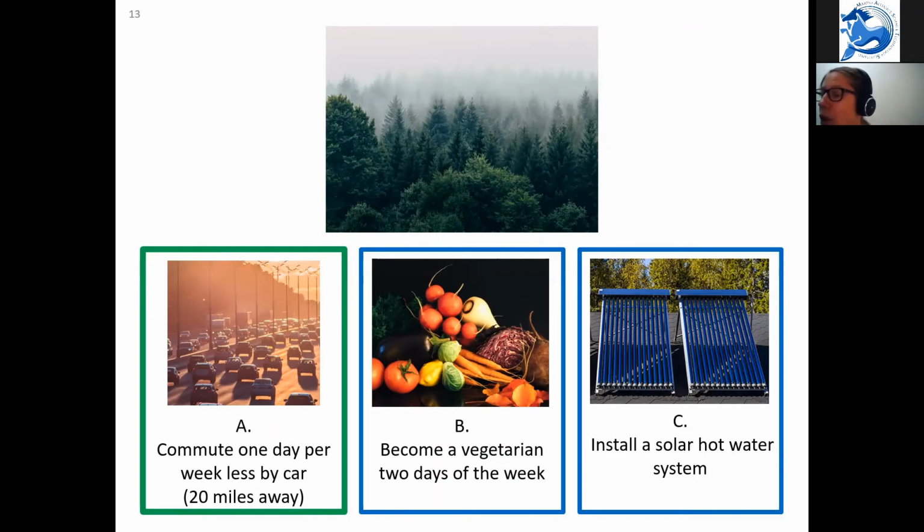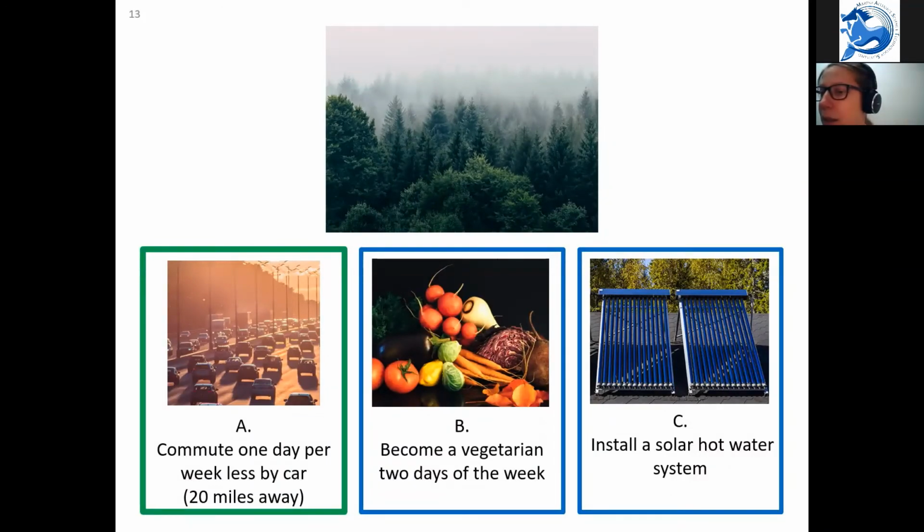Installing the solar hot water system would save the average family about 200 kilograms of CO2 emissions, and becoming vegetarian twice a week would save around 130 kilograms of CO2 based on the average meat consumption in the diet.